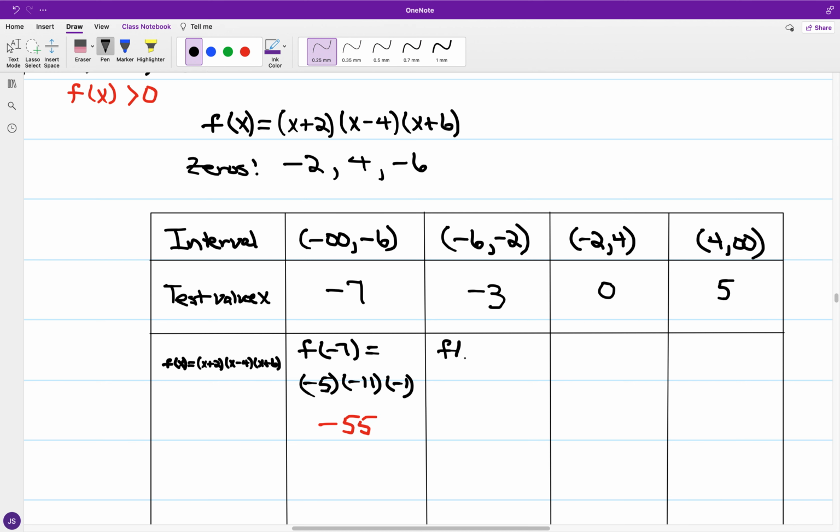For f of -3: -3 plus 2 is -1, -3 minus 4 is -7, and -3 plus 6 is +3. So this output is going to be 21. Now for f of 0, this one will have 2 times -4 is -8, times 6, so we'll have -48.